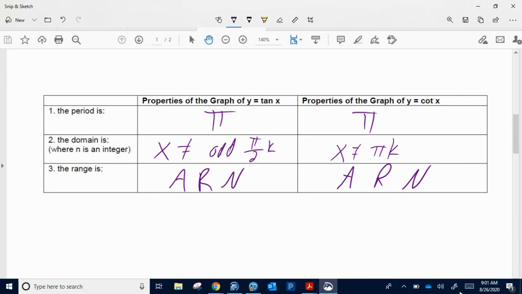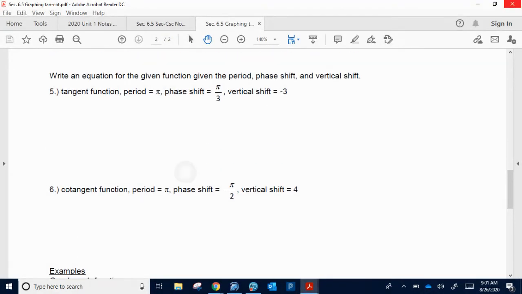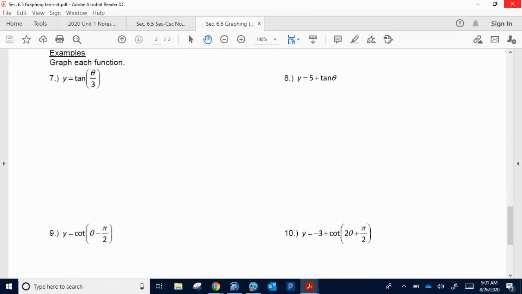All right. We're not going to worry about these 5 and 6. Let's jump right to these curves.